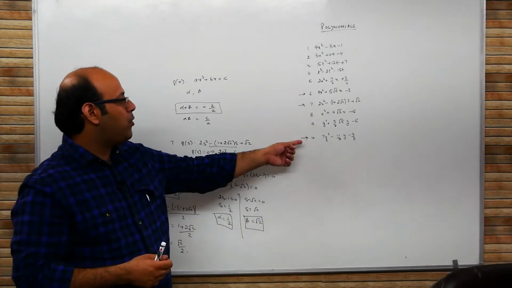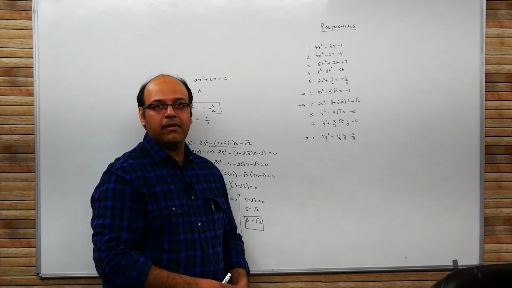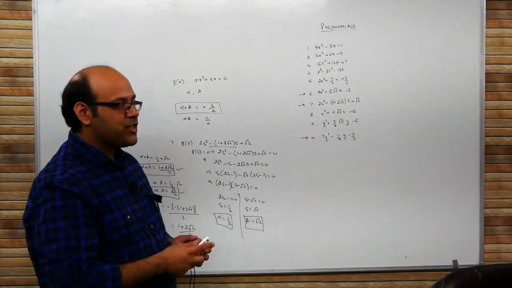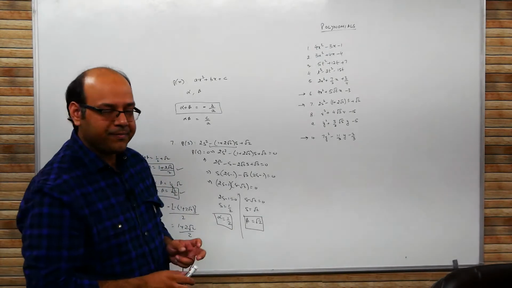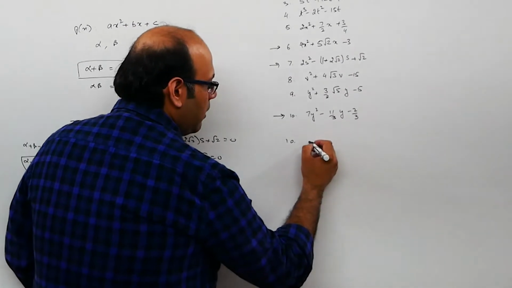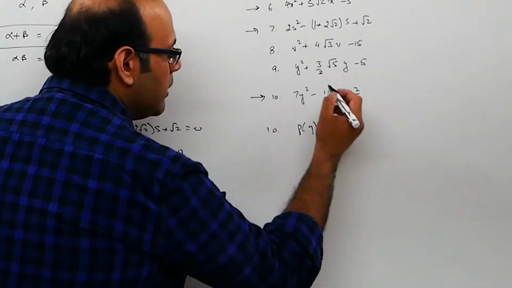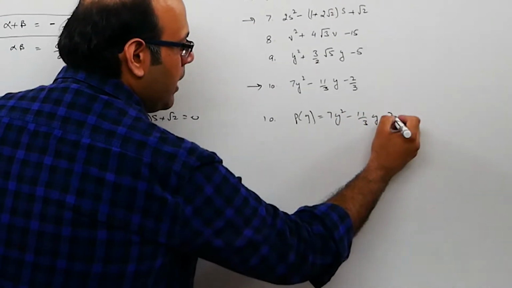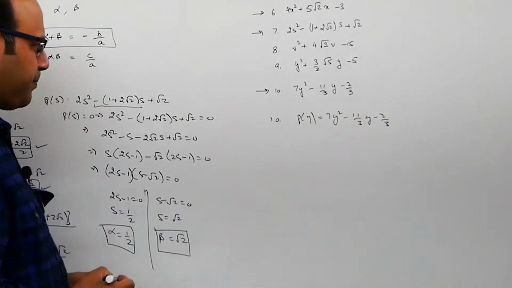Moving further, if I want to do the last question, I'm sure you can do the questions in between because they're pretty simple. So I'll do the last one for you, and then we'll move on to the next topic. So the 10th one, which is p of y equals 7y square minus 11 by 3y minus 2 by 3.